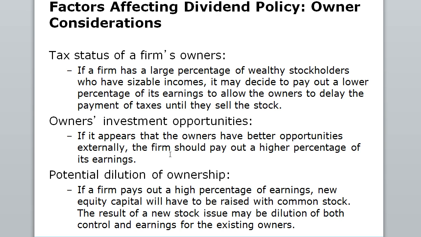Okay. So the owner's considerations, if you're the owner of the company, you'd have to look at the tax status, because not only public companies pay dividends, private companies can pay dividends too. So you'd have to look at the tax status of the firm's owners, and you'd want a dividend policy that would be advantageous for the tax benefits of the owner. And you also want to look at the owner's investment opportunities. If they have a better investment opportunity externally, then they should pay a high dividend so they can take that money and invest it somewhere else.